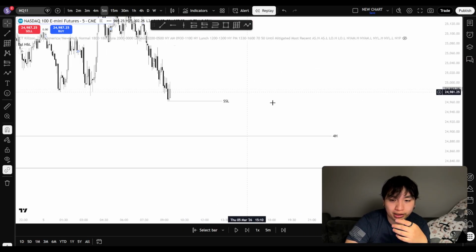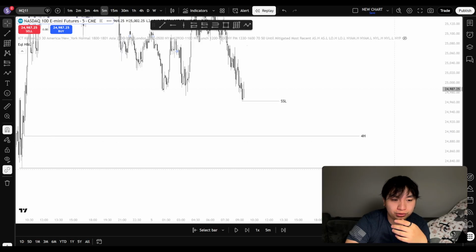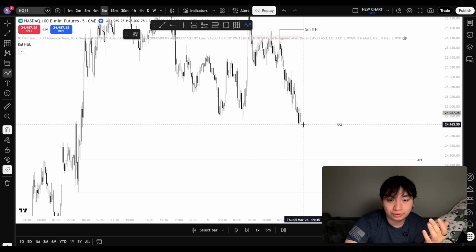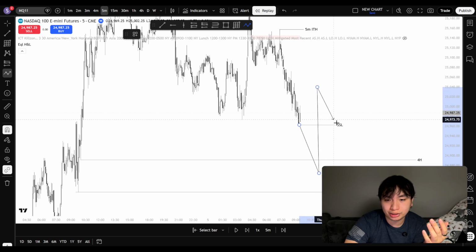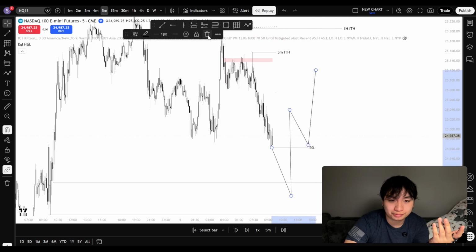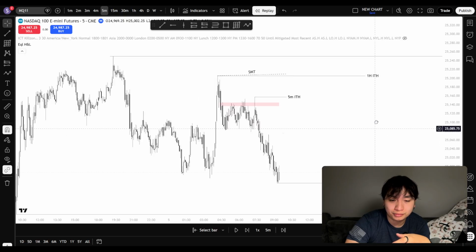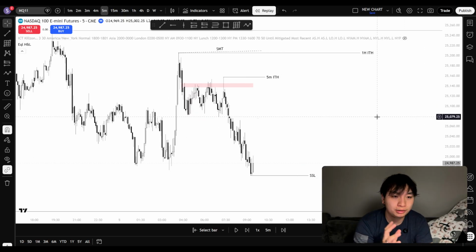Then we had an unfilled 4 hour below, 30 minute below. So if I wanted a long, I could see us going lower and then continuation higher. Perfect. That's my main bias for the day.